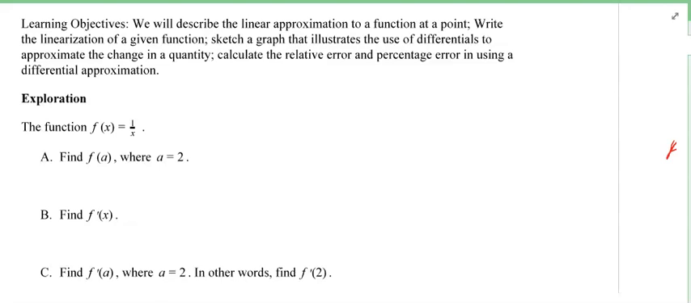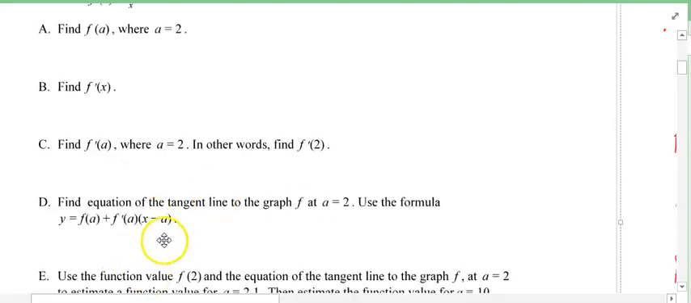First of all, let's look at our exploration. We are given the function f of x is equal to 1 over x. A. Find f of a where a is equal to 2. B. Find f prime of x. C. Find f prime of a where a equals 2. In other words, find f prime of 2. D. Find the equation of the tangent line to the graph of f at a equals 2. That is, use the formula y is equal to f of a plus f prime of a times x minus a.